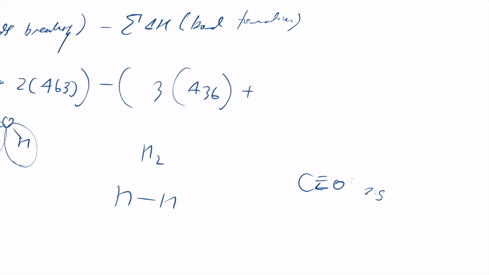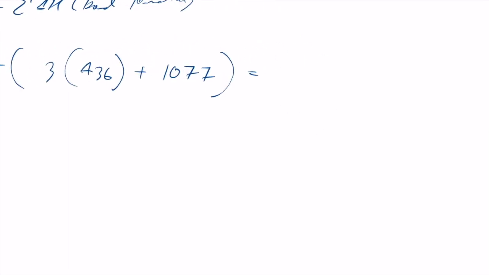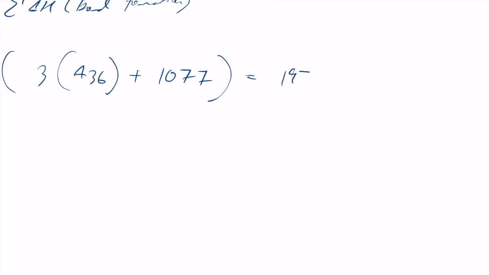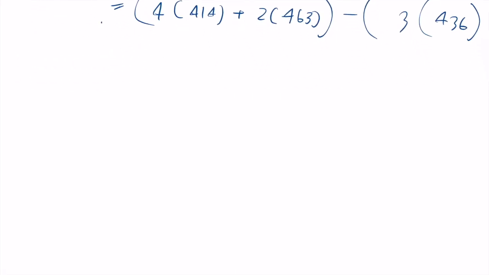And because we only have one CO, we don't need to worry about multiplying it with anything. We just have this. And so our answer, at least what I got, is 197 kJ. Okay. So B.